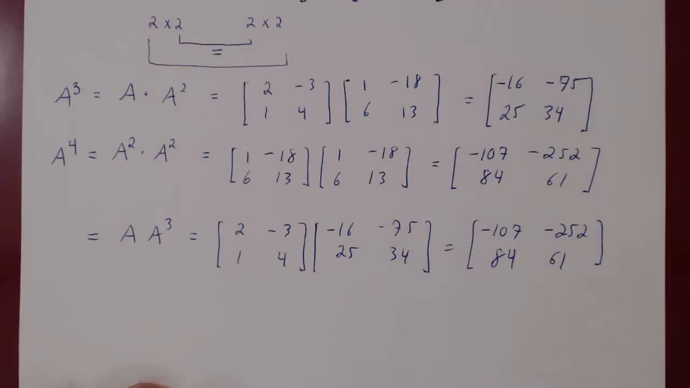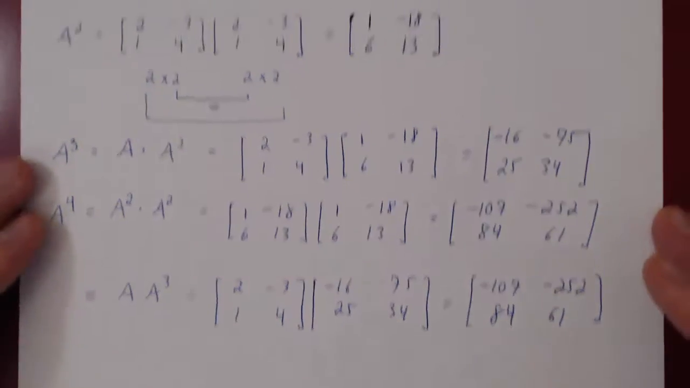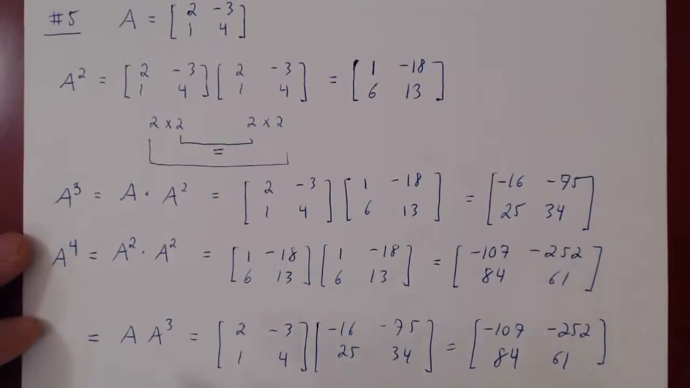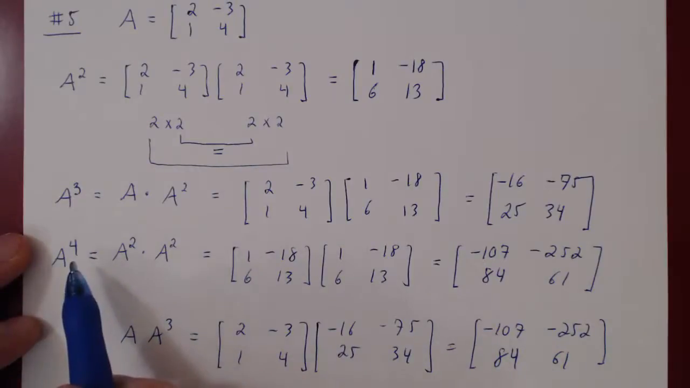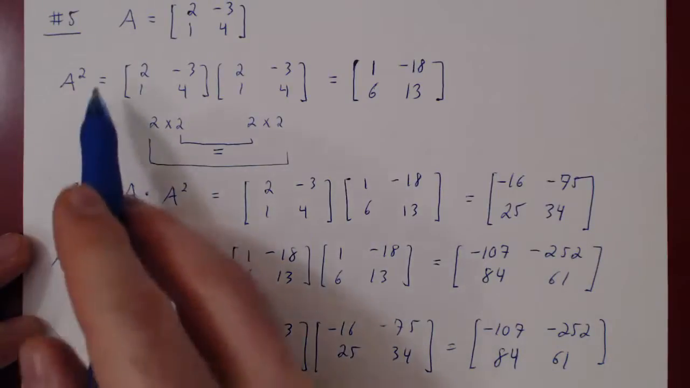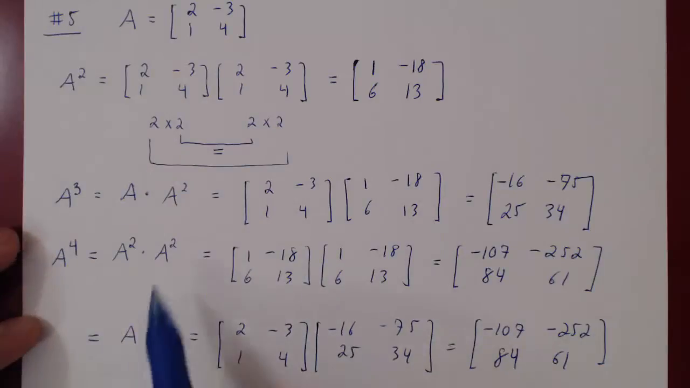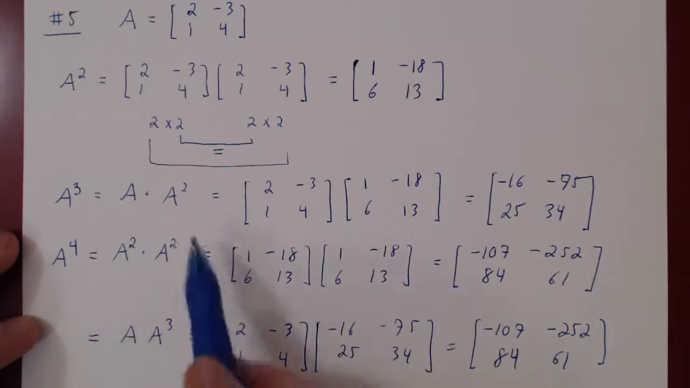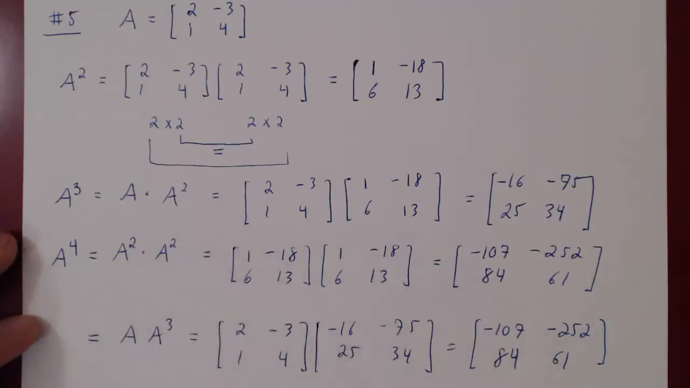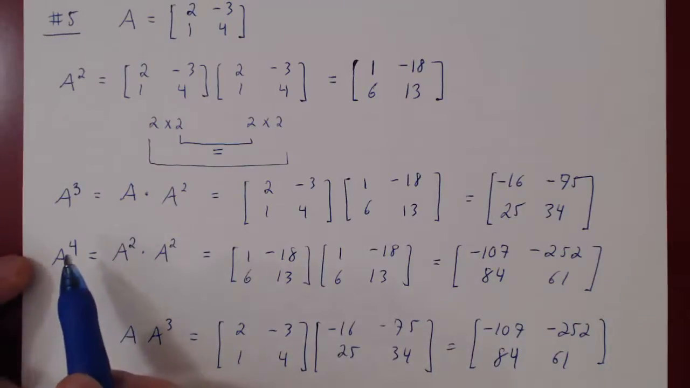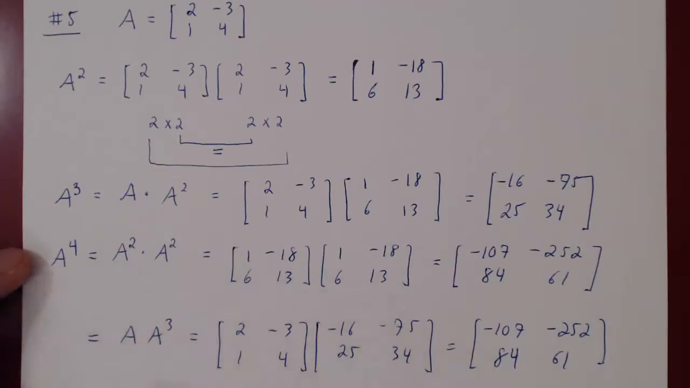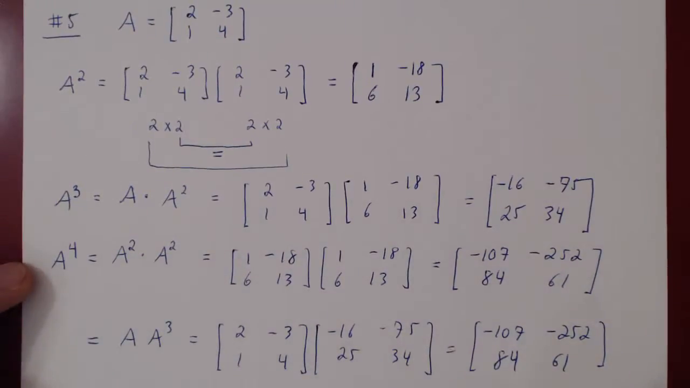So everything worked out. But keep in mind, and this is worth mentioning, you can find a to the 4 without finding a cubed by simply doing a squared times itself. And this is the method that's called repeated squaring. You could then find, if you wanted, a to the 8 by doing a to the 4 times a to the 4, and so on.